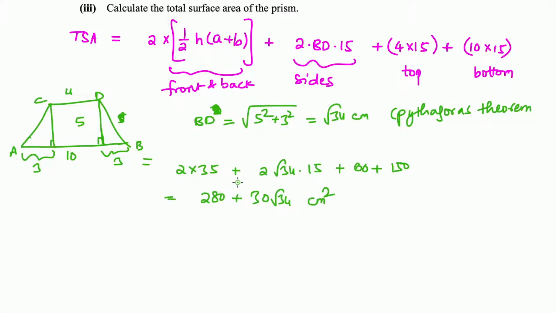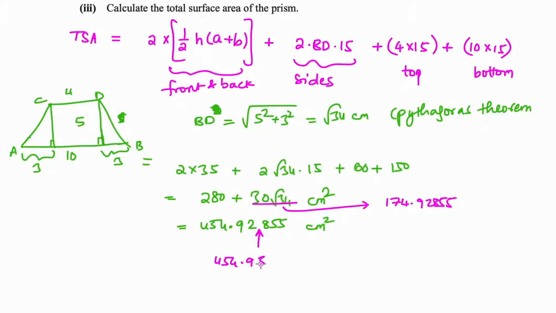130 plus 150 is 280 plus 30 root 34 in centimeter square. And if I calculate the entire value, this entire value would come out to be 454.92855 in centimeter square, and 30 root 34, this value is 174.92855. Okay, and so the total value would be 454.92855 centimeter square. So if I round it off to two decimal places, this is equal to 454.93 centimeter square. So that is the required answer.